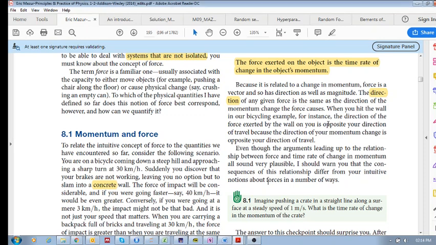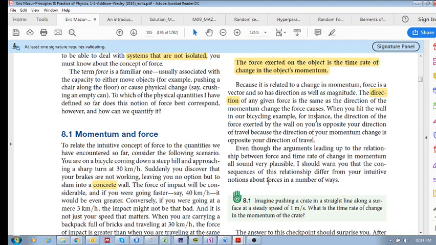Now, another thing we want to look at is that the direction of any force is the same as the direction of the momentum change. So force is a vector, and it has direction as well as magnitude.